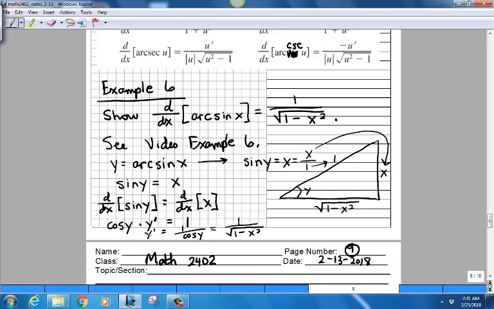There it is. So there's y prime, which is the derivative of arcsine of x, because y is arcsine of x. So we have that the derivative of arcsine of x is going to be 1 over the square root of 1 minus x squared. Exactly the formula that we have written in our list.